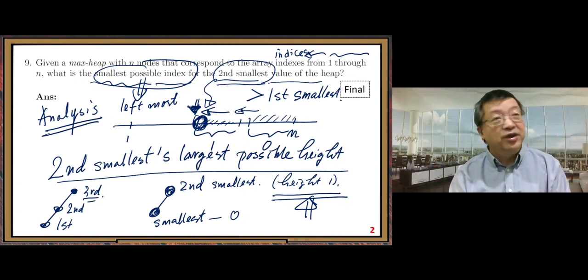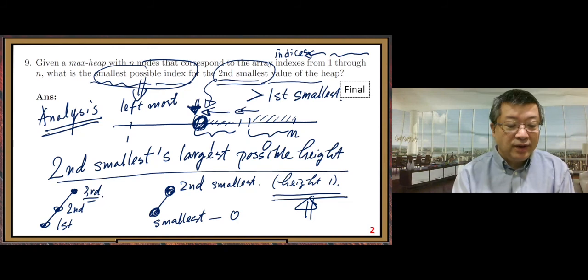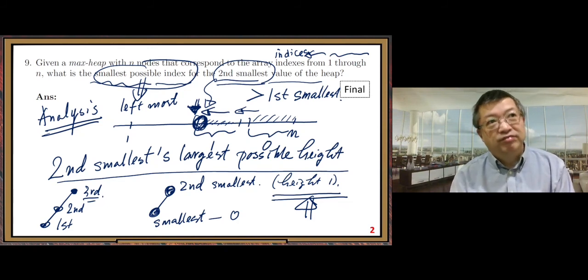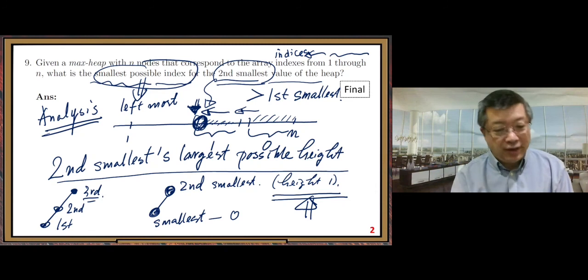Yeah. So you look at the diagram of the previous question. I draw that diagram. Yeah. So you can get that. Okay. All right.